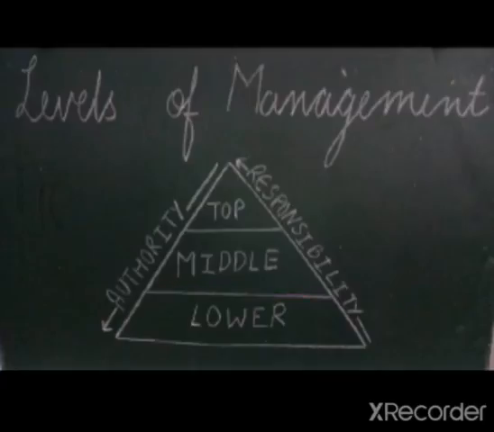Coming to the next level, that is lower level. Now, who all comes under the lower level? Supervisors, inspectors, foremen, they will all come under the category of lower level of management. Okay. They are the persons who keep an eye upon the workers, whether they are performing in a proper manner or not.